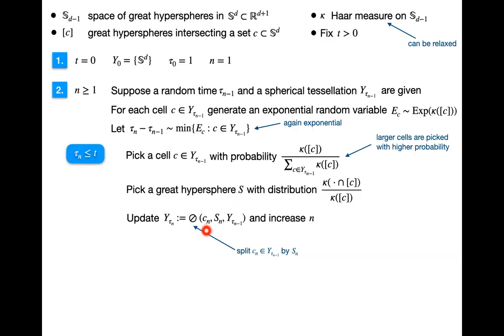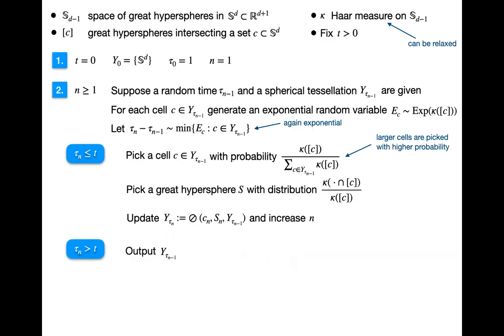We take this cell Cn, oh, sorry, here is an n missing, so we pick a cell Cn. We divide this cell that we selected according to this great hypersphere, and this is our new tessellation. So we split the cell Cn by this great hypersphere, so one of the cells is split, all the others remain unchanged, and this is how we update our tessellation. And then we run the whole process again until this time tau n that we generate is bigger than t, and then we output this tessellation.